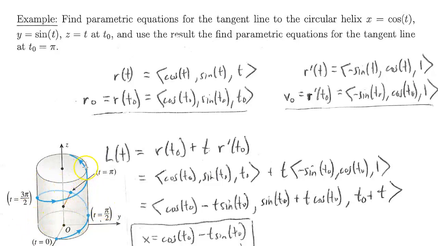Okay, if we're at this value right here, the tangent line will look something more like this. Just for a generic value of t naught, what are parametric equations for the tangent line? And then specifically when t naught is pi.